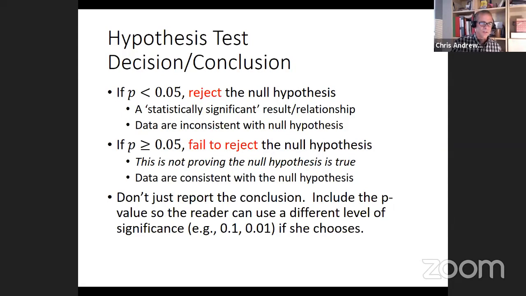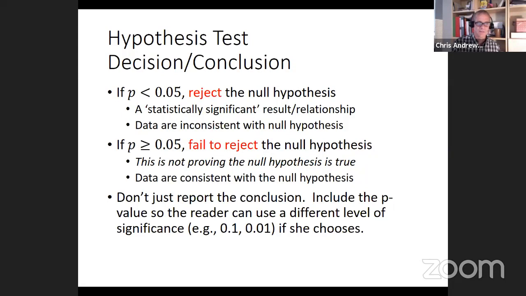If p is 0.05 or greater, we failed to reject the null hypothesis. We made some assumption, we did some calculations, and we got something that was reasonable, something that was somewhat likely to happen. This doesn't prove that the null hypothesis is true. It just says the data are consistent with the null hypothesis. So we can't go saying, therefore the null hypothesis is true, therefore there is no effect. That's not what you get to do with a hypothesis test.